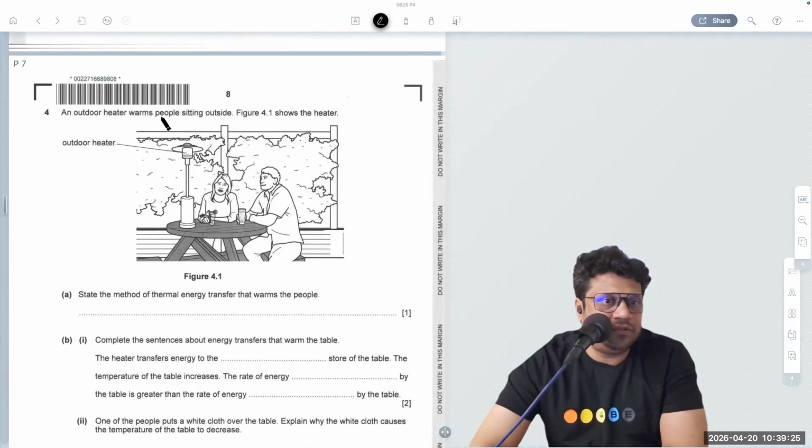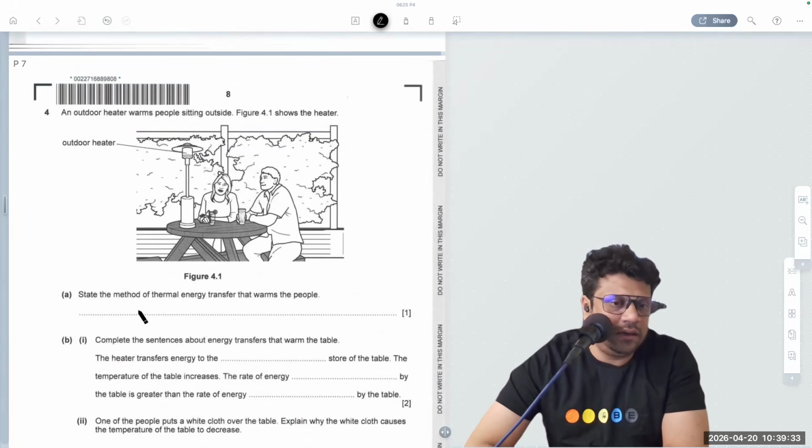An outdoor heater warms people sitting outside. Figure shows the heater. State the method of thermal energy transfer. Radiation it is. I just want to be safe about it, so I'll put infrared radiation.